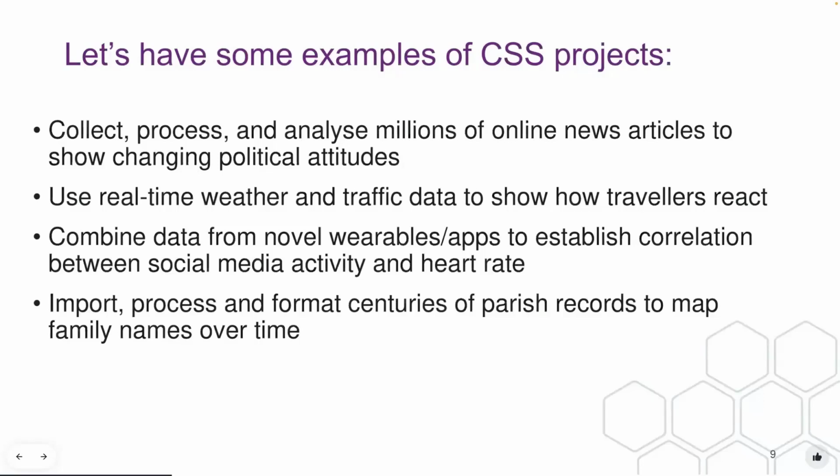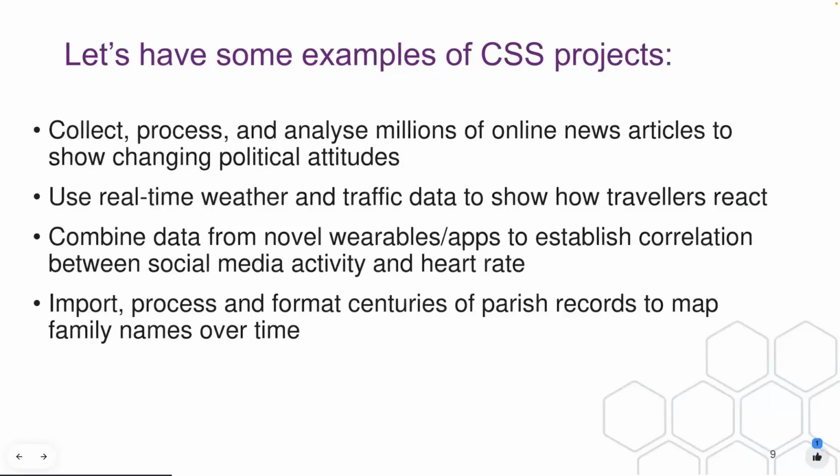For our second example, we've got using real-time weather and traffic data to show how travelers react to events. For example, maybe you hear that there's a storm that's caused damage to a local town, and you want to look at how people react and how that event is dealt with in real time. So you can see how this project isn't just a case of using a computer with a social science project, or just using a digital version of traditional social science methods. Instead, we have these uniquely computational methods.